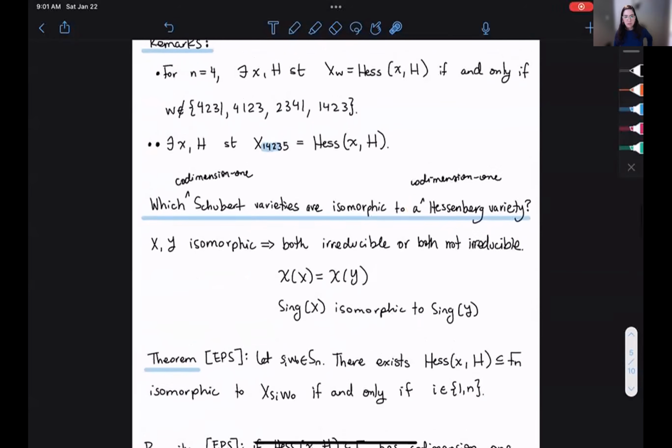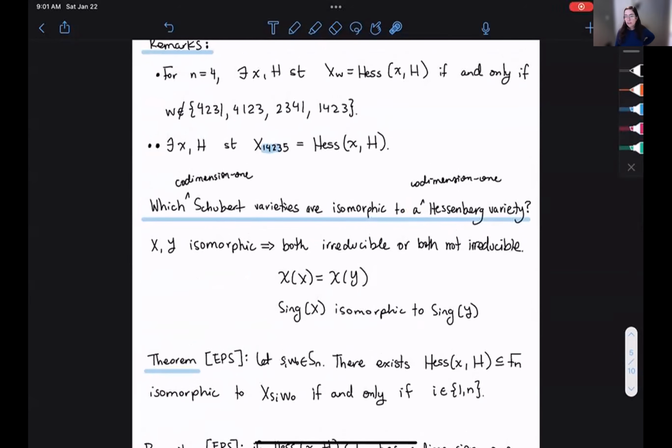Okay, so using these invariants, we were able to prove the following theorem. Suppose we have a permutation that gives us a codimension 1 Schubert variety. And I'll emphasize again, this is important: I mean codimension 1 in the same flag variety, so the n should be the same.